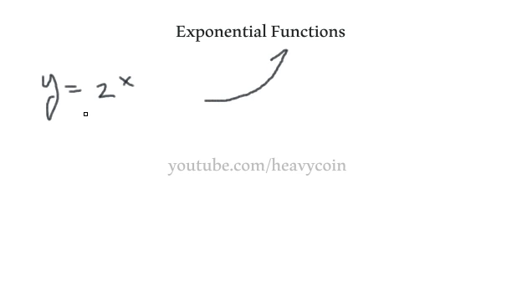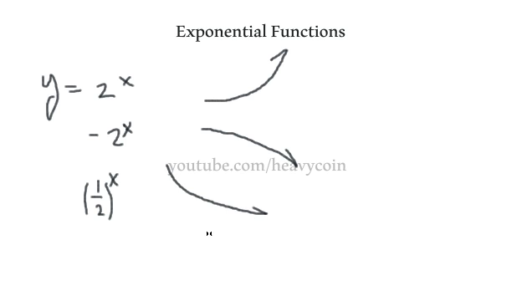If we throw a negative out in front of the 2 to the x, then the graph is decaying. If we have a number between 0 and 1, for example, a half raised to the x, then we have exponential decay. If we throw a negative out in front of it, then it's going to be a mirror image and come up like this.